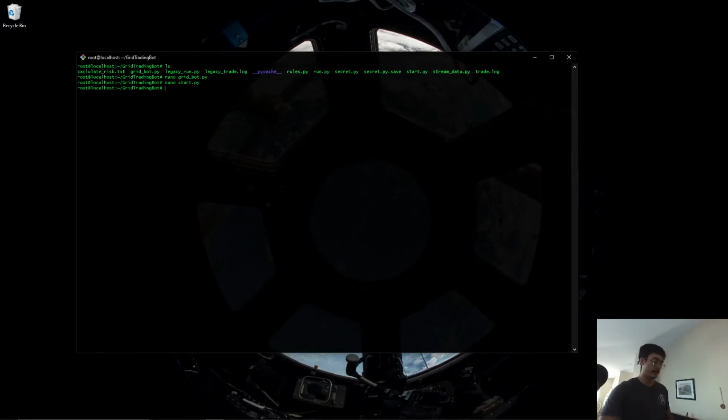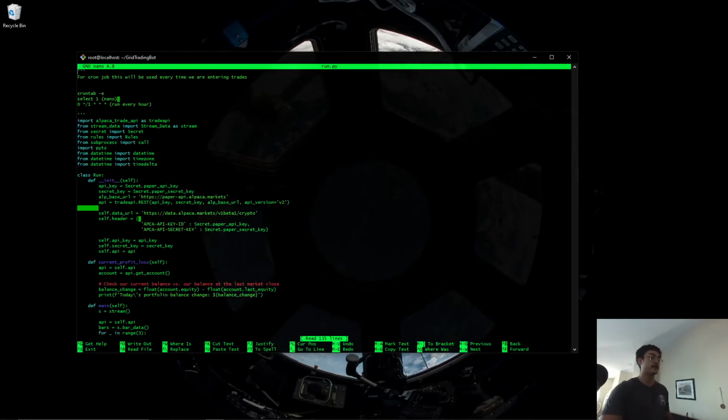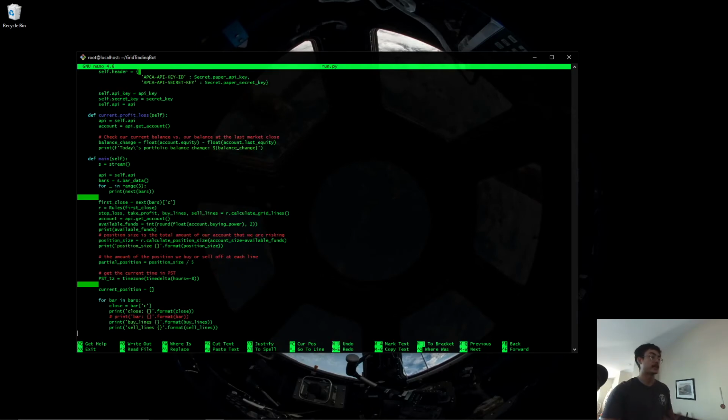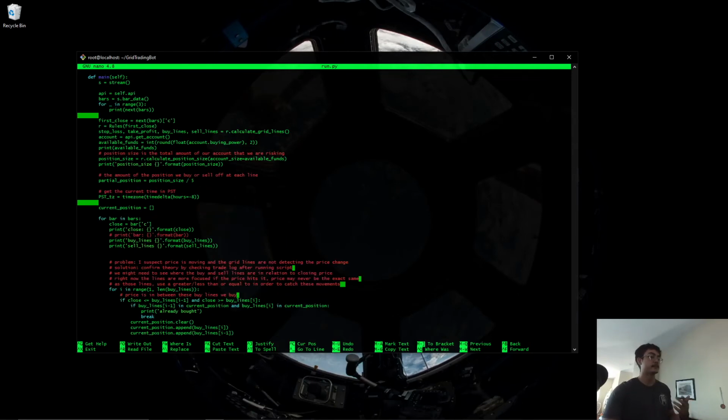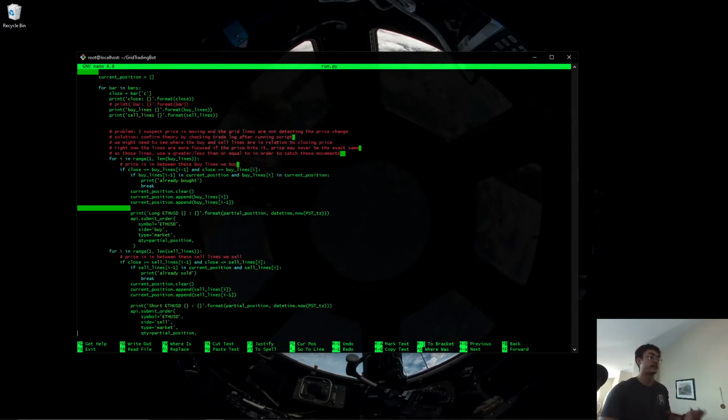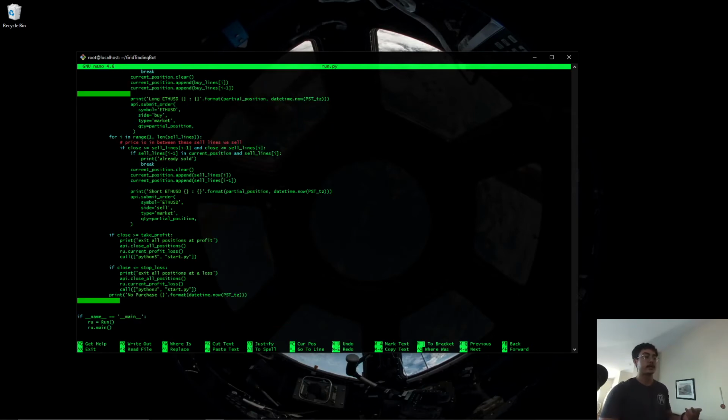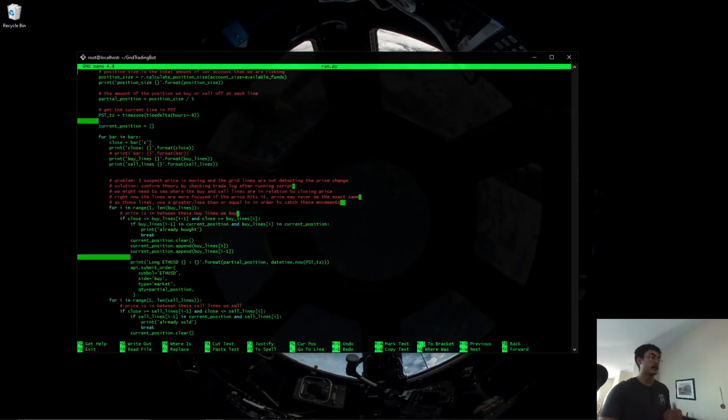And then after that, we would have our run.py script. And this is what we would do the actual trading. So this is what would be automated, essentially. And then the start.py, the user would have to call that at the beginning. So as you can see here, this is what would happen.